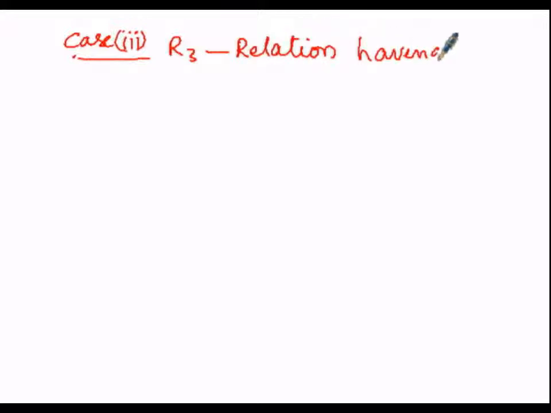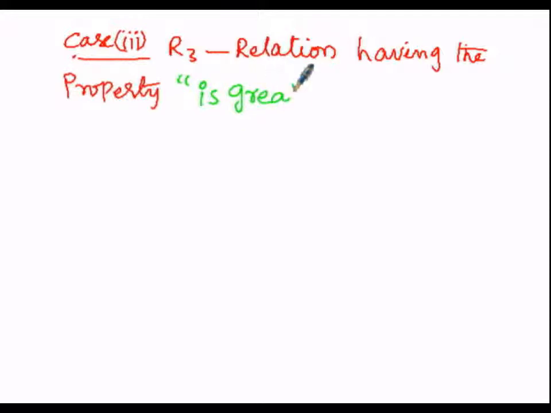Say in case number 3, R3 is a relation having the property, or in other words, the formula, that x is greater than y. So here we have to write the ordered pairs in such a manner that they must satisfy this condition, that x is greater than y for all its elements.